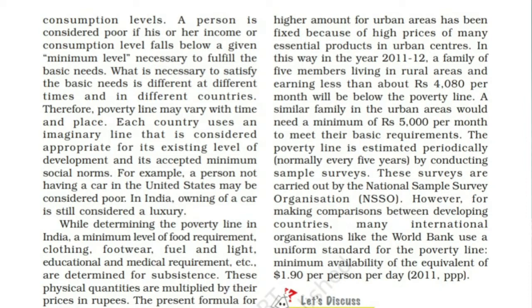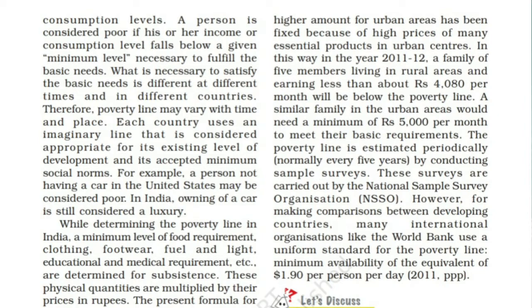In the previous session we discussed two stories, a rural case and an urban case, where there were no proper clothing facilities, no medical facilities, and no educational facilities. We discussed those two stories. So in India, when determining the poverty line, we consider a minimum level of food requirement, clothing, footwear, fuel and light, educational and medical requirements for existence. These physical quantities are multiplied by their prices in rupees. So all these things we consider in rupees.